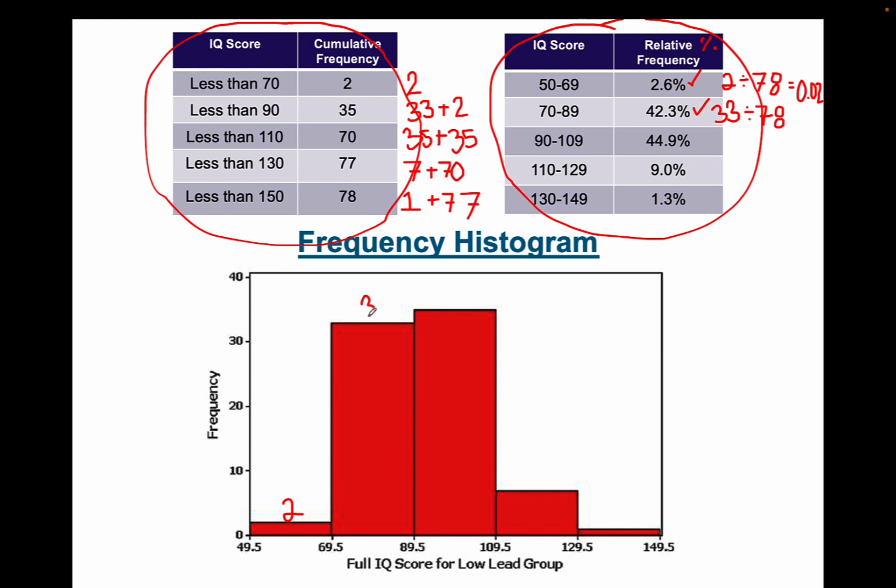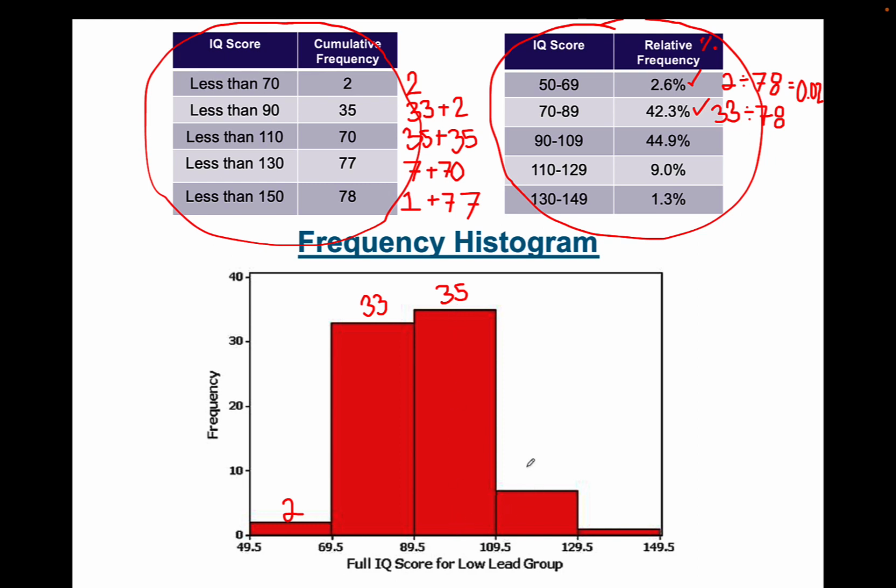We had a lot of people, 33, or you can think of it as 42.3% of people that fell in this class. So there's the width of the class, and the height is the frequency. Our third class had the highest frequency. That's why it's the highest bar. There were 35. Same width, higher frequency.